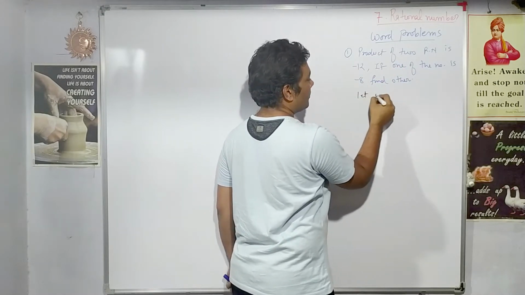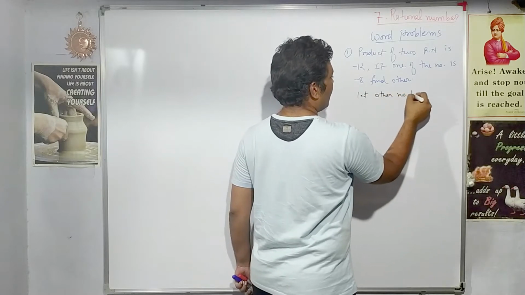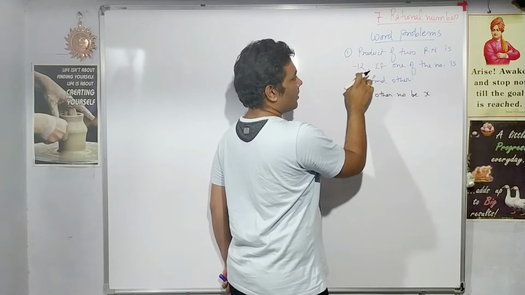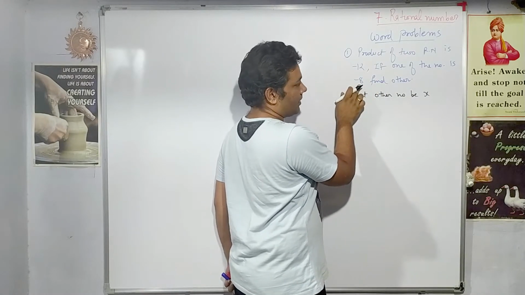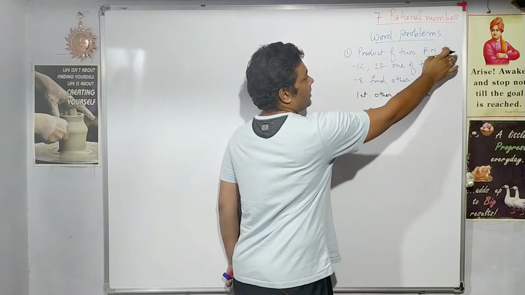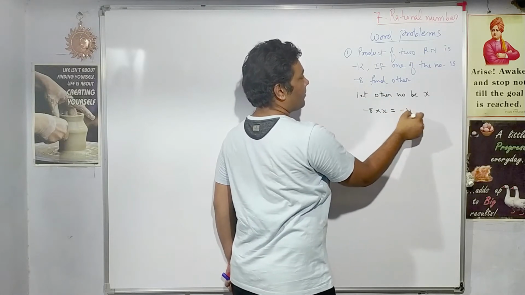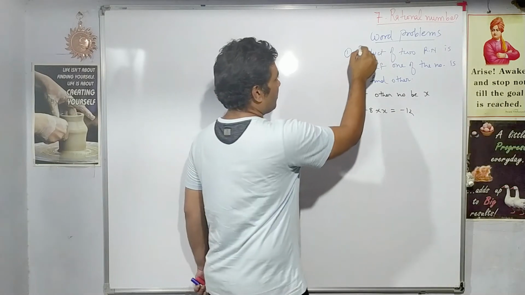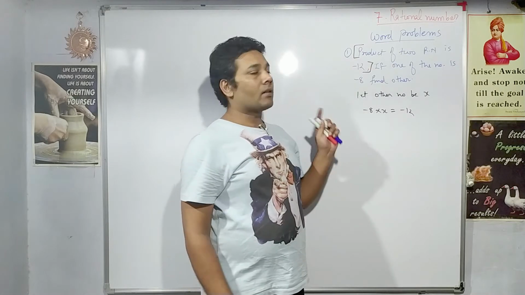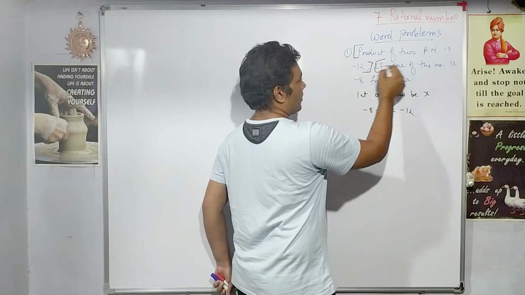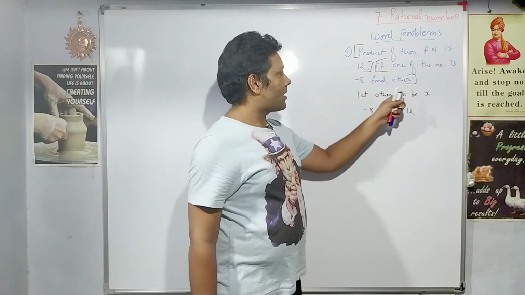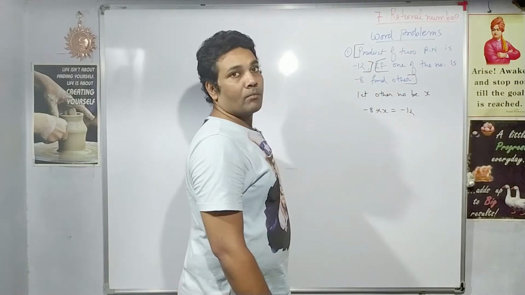So let's assume the other number be x. The product of two numbers, one is this and the other is minus 8, is equal to minus 12. You have to decode the grammar. The one part is the product of the two numbers, so the product is given here, minus 12, and this is the other part of the question: if one number is minus 8, find the other. So the other we have assumed as x. So x into minus 8 will give us minus 12.